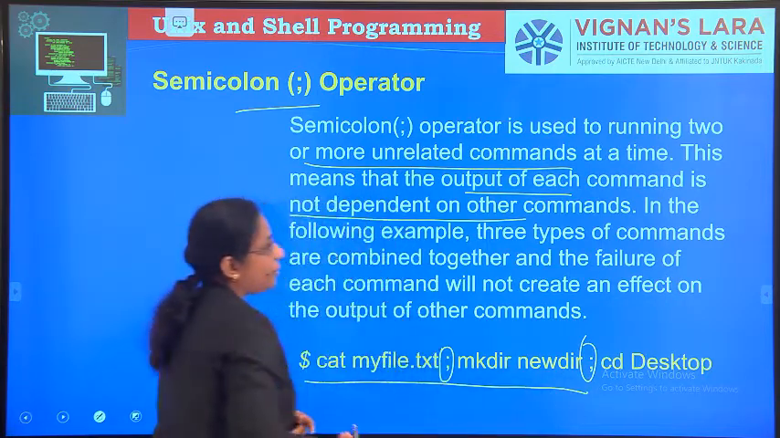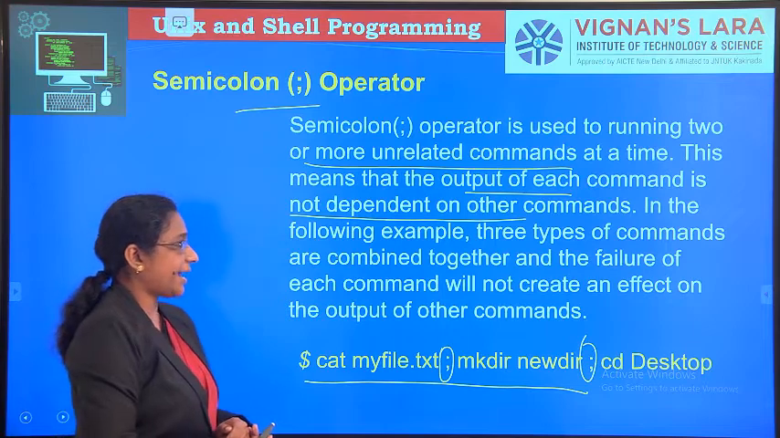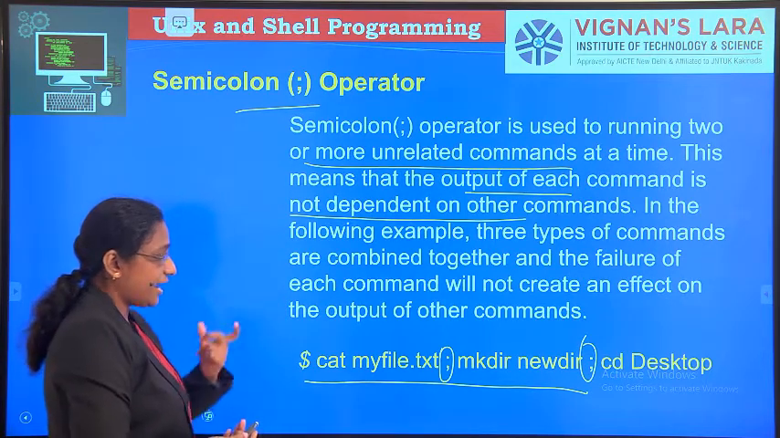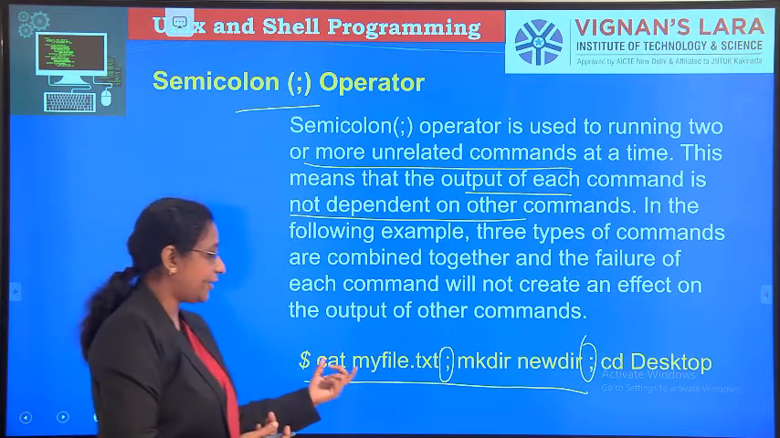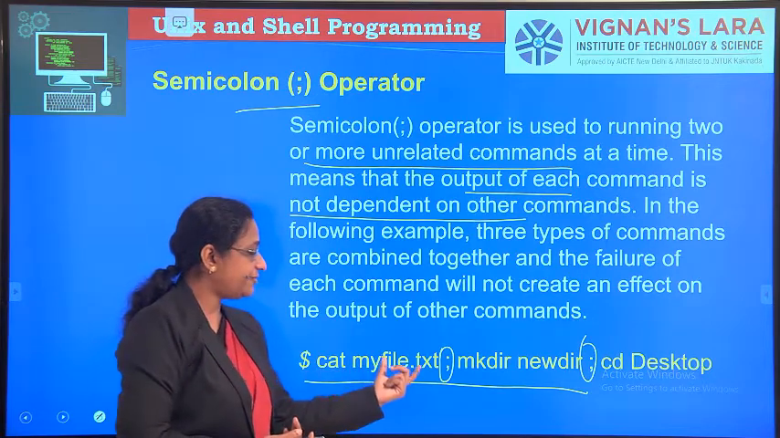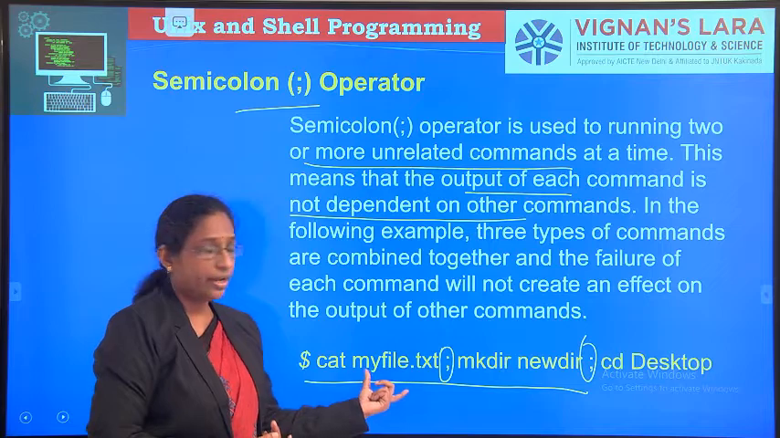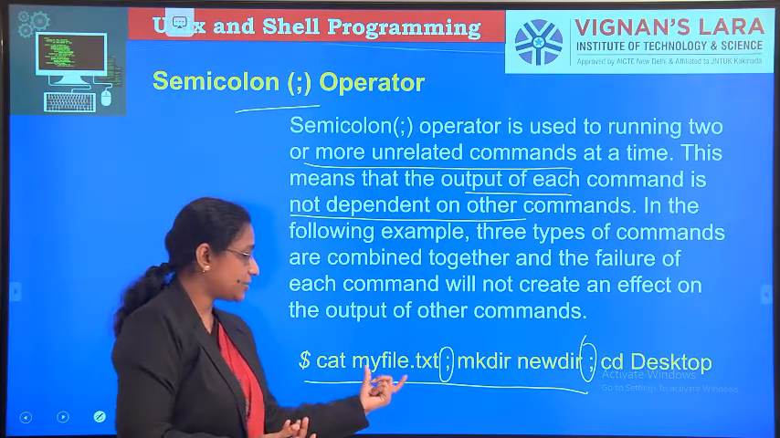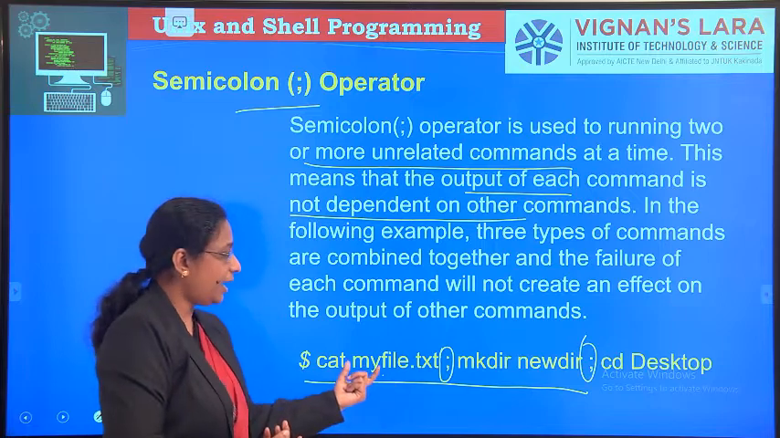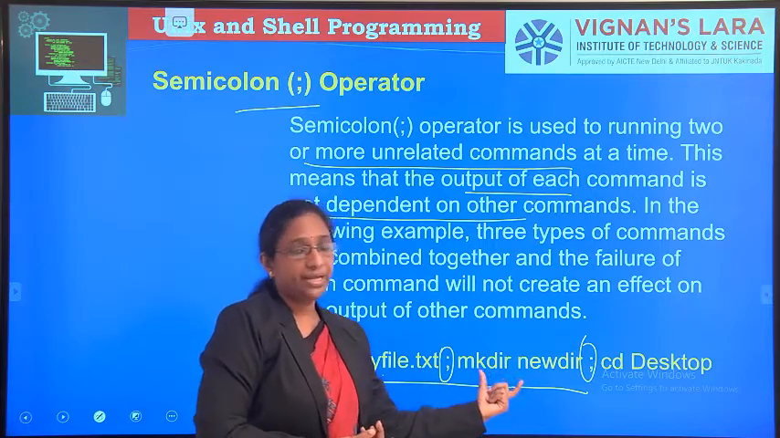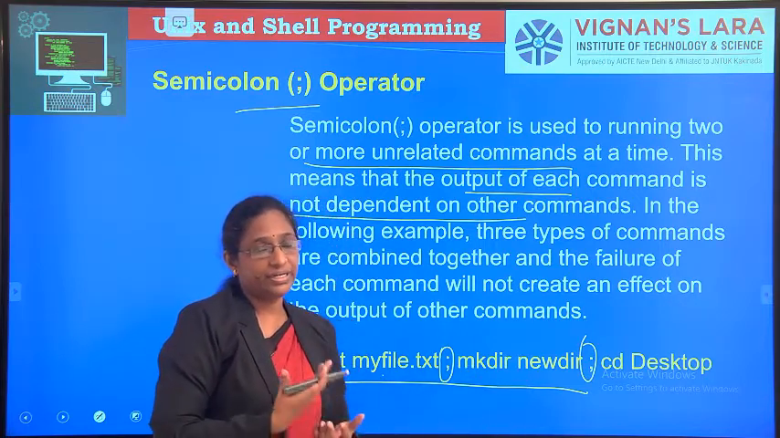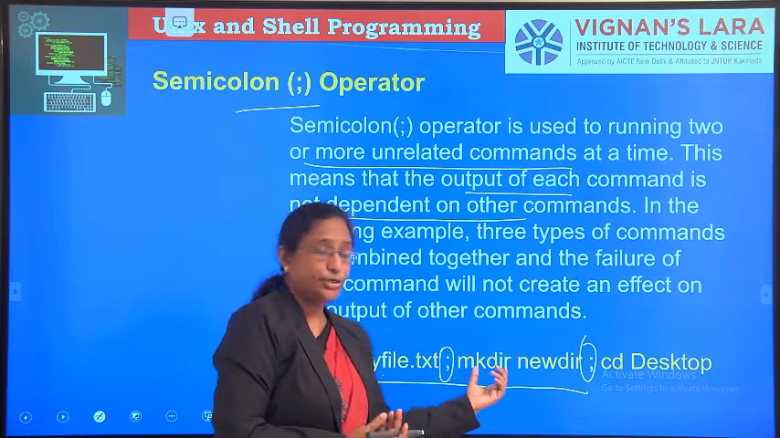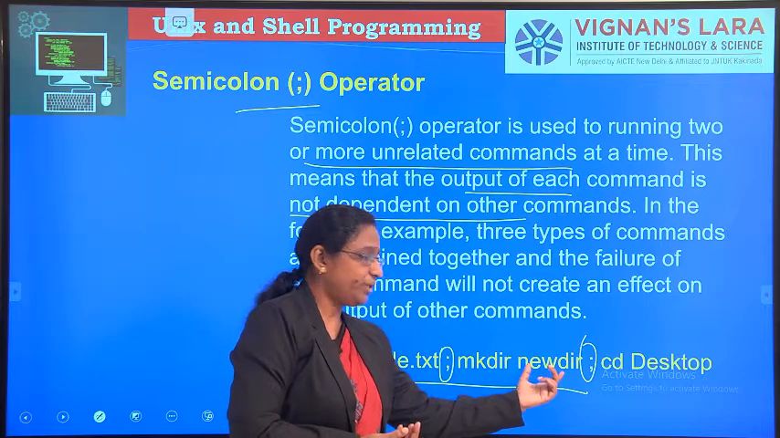In the following example, three types of commands are combined together. Here I have taken three commands. We have a cat command, cat myfile.txt. It will display the contents that are stored in this file. Then mkdir means creating a new directory. It creates a new directory with the name newdir.